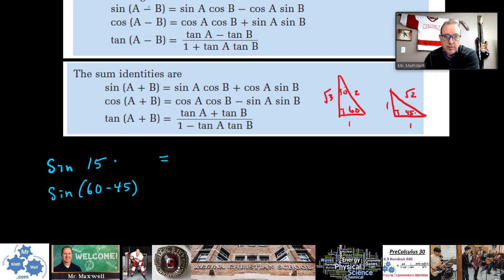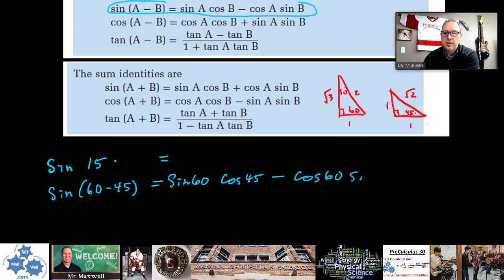Well, where's the difference? Here it is, the very top of the screen. Okay, so the first angle A is going to be 60. So this is going to be sine of 60 times cos of 45 minus, because remember sine is the same sign, cos of 60 now times sine of 45.